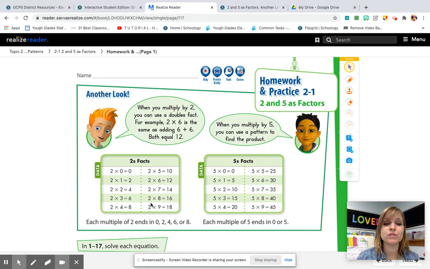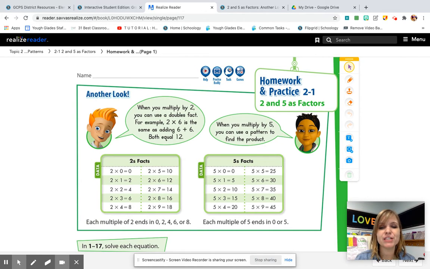It's the same for 2 times 5. I'm going to stop at 5 because 5 is my other factor. I'm going to count by 2's because this is a 2 fact. 2, 4, 6, 8, 10. 10 would be the answer for that. It's always great to have 2 different strategies to work with.